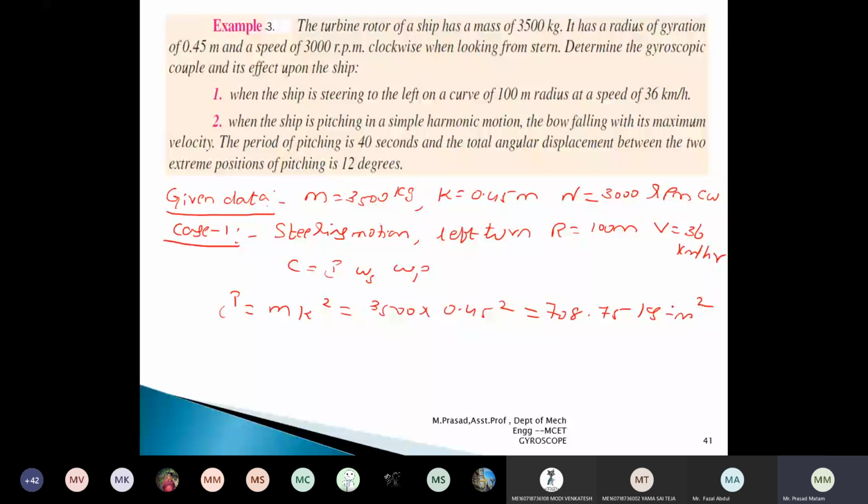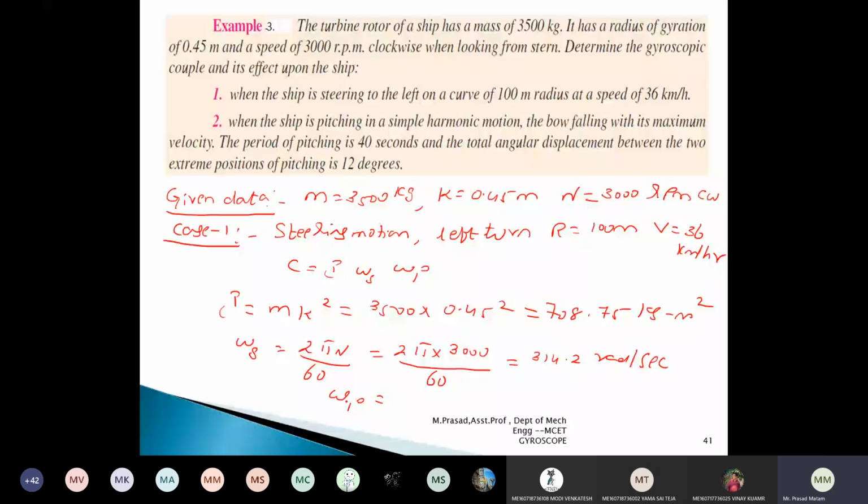Try to find angular velocity in spin axis omega s. That is 2 pi n by 60. 2 into pi into 3000 by 60. What is the answer you are getting? 314.15 radian per second. I'm making it 314.2 radian per second. Omega s we got.